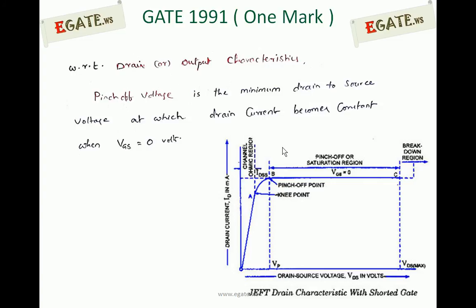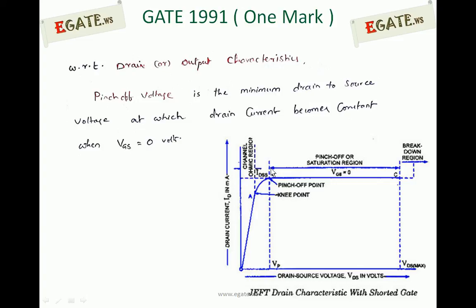We know that every JFET has two characteristics. One is drain or output characteristics, the other is transfer characteristics. Drain or output characteristics are always between drain current versus drain to source voltage at a constant gate to source voltage, that is ID versus VDS at constant VGS. If you look at this diagram, drain current is on the y-axis and drain to source voltage VDS is on the x-axis, and this is 0.